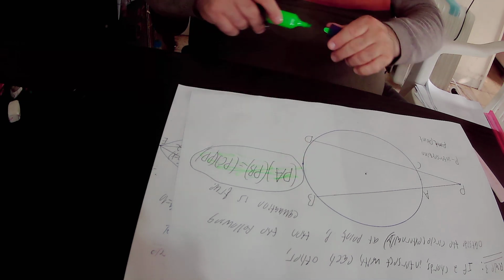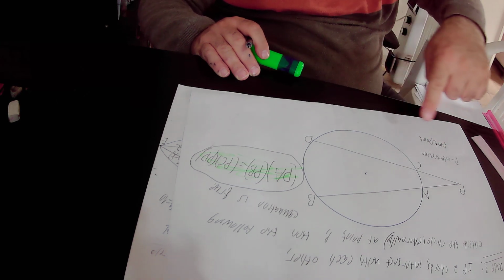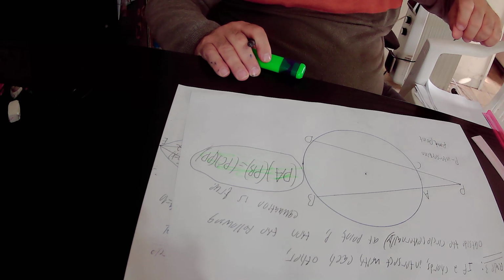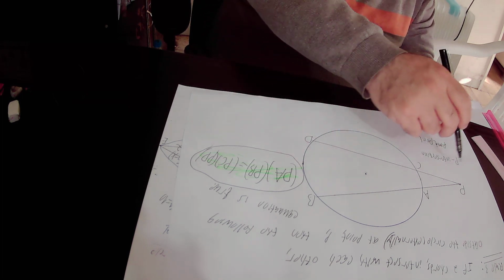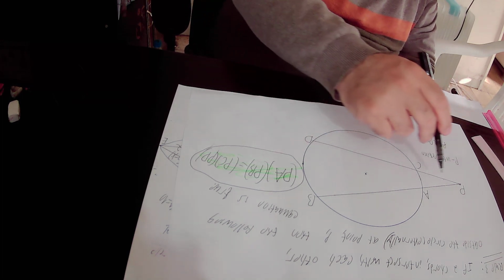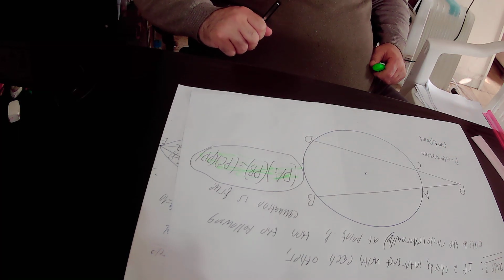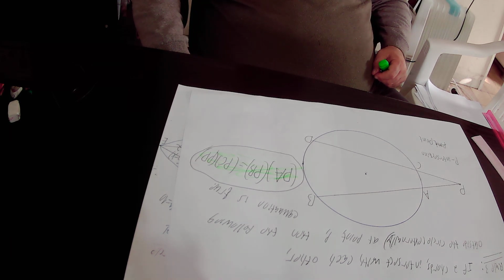I repeat again, if the two chords, chord AB and chord CD, intersect with each other at point P, a point that is outside the circle, then the following equation is true: PA times PB equals PC times PD. Okay? So here we can implement rule number 3 in our drawing.